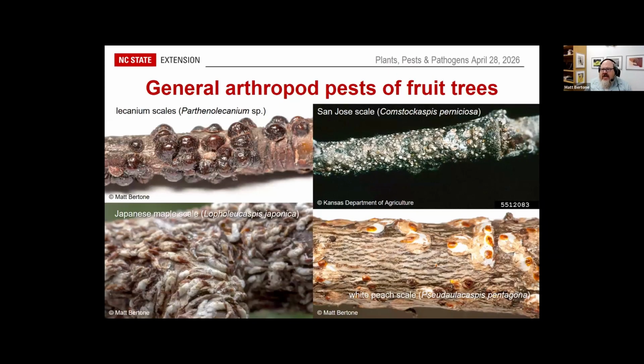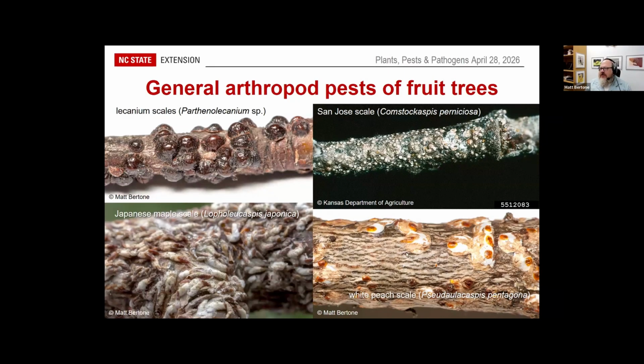Lots of scale insects attack fruit trees. So you'll get soft scales like Lecanium type scales. These are on oak, but the ones that are going to be on the fruit trees are very similar looking. San Jose scale is an armored scale, as is Japanese maple scale and white peach scale. Figs, for instance, get a lot of Japanese maple scale. So don't always go by the common name either.